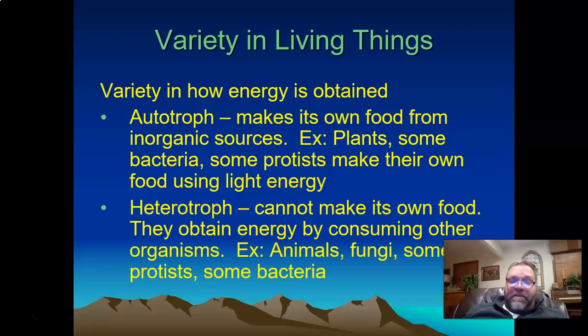Heterotroph. Hetero means they cannot make their own food. They have to obtain energy by consuming other organisms. That's everybody else other than plants, basically. Hetero means other, so you have to go to some other place to get your food. Autotroph means I can automatically make my own. It's the difference between those two.